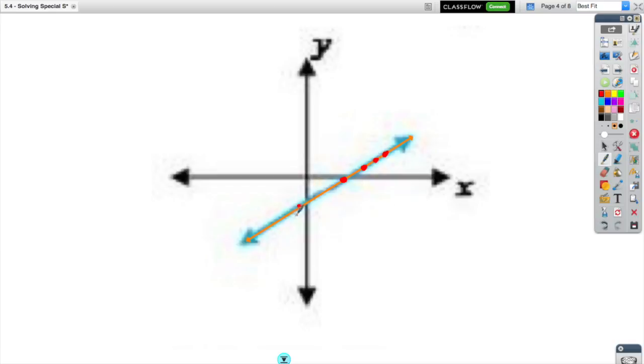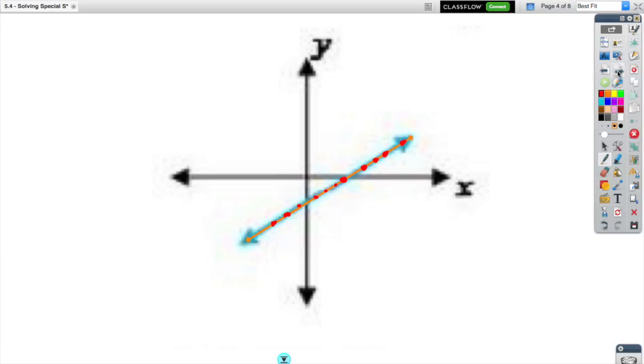And since these lines are continuous and they go on forever, basically I have an infinite number of solutions. There's not just one answer or two answers, there is an infinite number of answers because these two lines are on top of each other and they intersect everywhere. All right, so that's what we get.